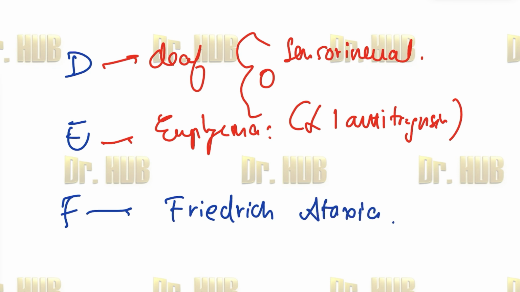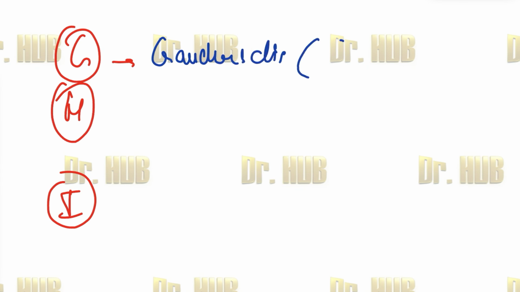So DF: sensorineural deafness, emphysema, Friedreich ataxia. Next, moving on to the G. What is G? G stands for the GHI. So GHI, the G stands for Gaucher's disease, as well as galactosemia, as well as the GSDs, that is the glycogen storage diseases.